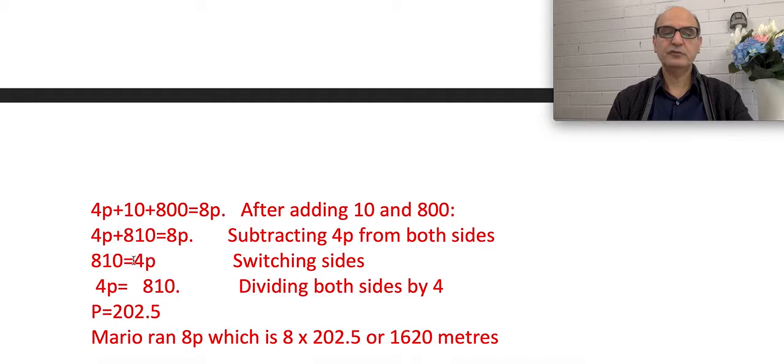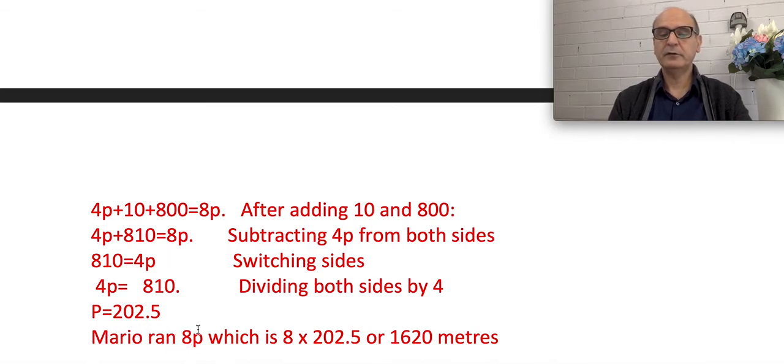Now we switch them around. 810 is equal to 4p. You can take your pronumeral to the left hand side, switch them around. So 4p is equal to 810, because we like to see the pronumeral on the left hand side. Okay, all you need to do to solve this equation, divide by 4. So 4p divided by 4 becomes just p, and 810 divided by 4 gives you 202.5. So p is 202.5.